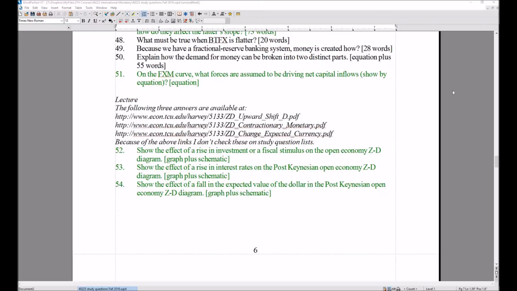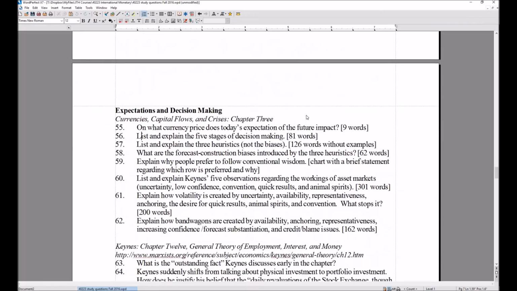First I wanted to show you 52, 53, and 54, where in the study questions, right above them, are the links to the exact right answers in case you want to look at them while you're practicing. Okay, let's move on now to 55. Okay, 55 I already did. I was telling you at the end of the other video, the one where I showed 54, that in this model, expectations are going to be determining the outcome.